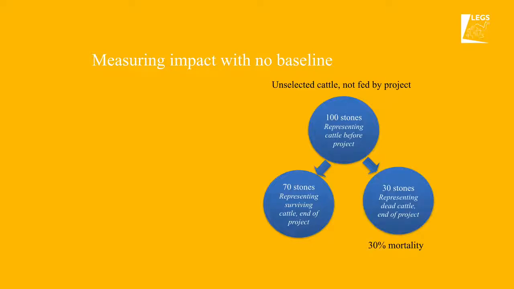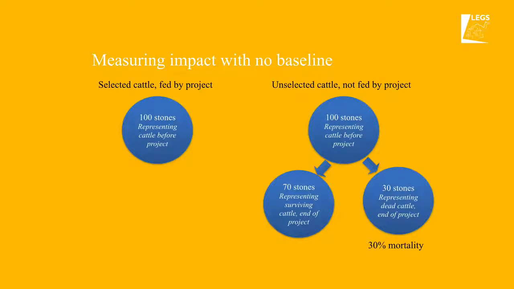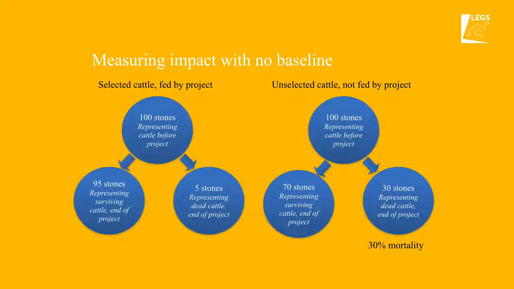The next step is to repeat the exercise, but with the cows which received feed from the project. As before, we use 100 counters to represent these cows and ask people to split the counters into 2 piles to illustrate survivors and deaths. Again, we can get an estimate of mortality which might look something like this, with mortality in the fed cows of 5%. So the proportional piling method has allowed us to estimate cattle mortality in the fed and unfed cattle, but without knowing the cattle population or number of cattle in each group. In this example, the mortality in fed cattle was 25% lower than in unfed cattle.